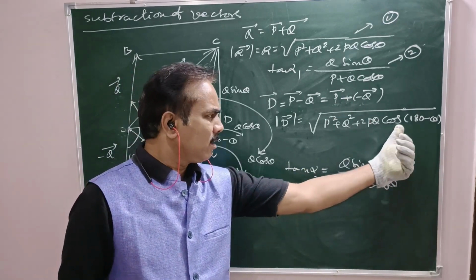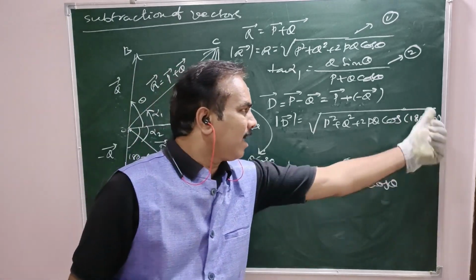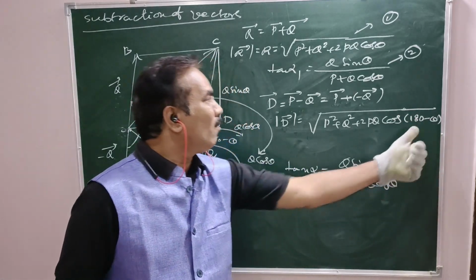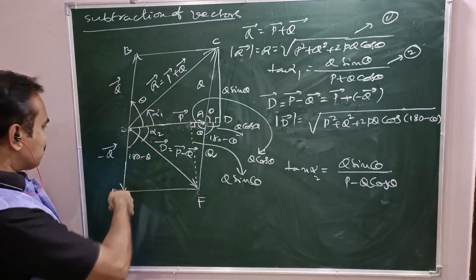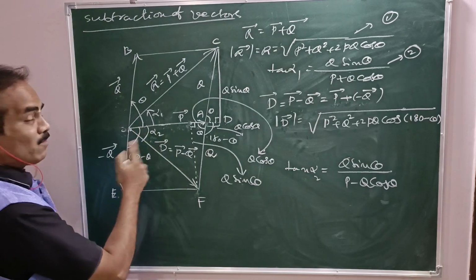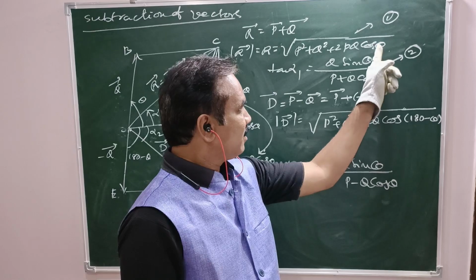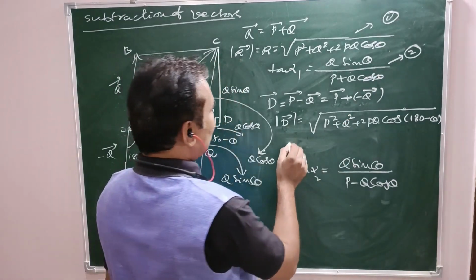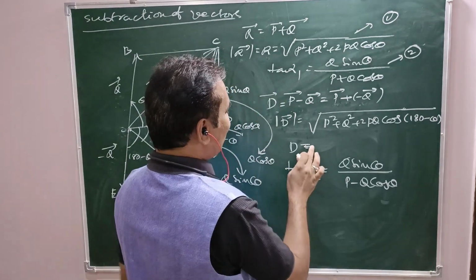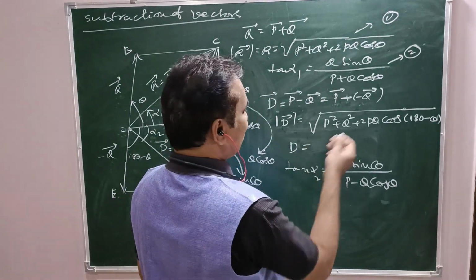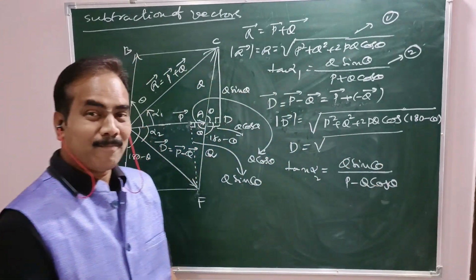Up to here, it is common as far as the parallelogram law of addition is concerned. Cos of theta. Is it theta or 180 minus theta? It is 180 minus theta. Why? Because the angle between P bar and minus Q bar is 180 minus theta. So replace with 180 minus theta in this expression. That is, D equals the difference equals square root of, cos 180 minus theta means minus cos theta.